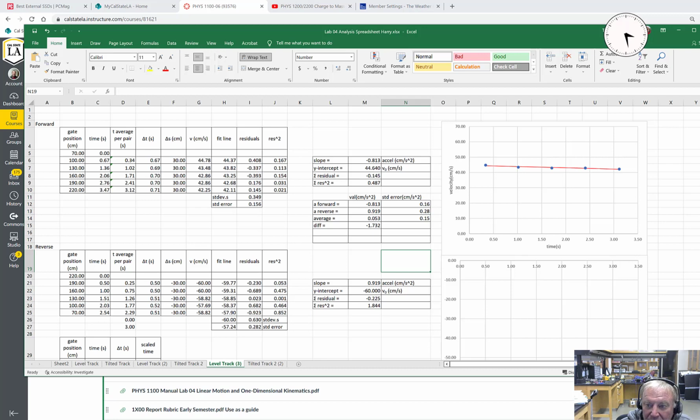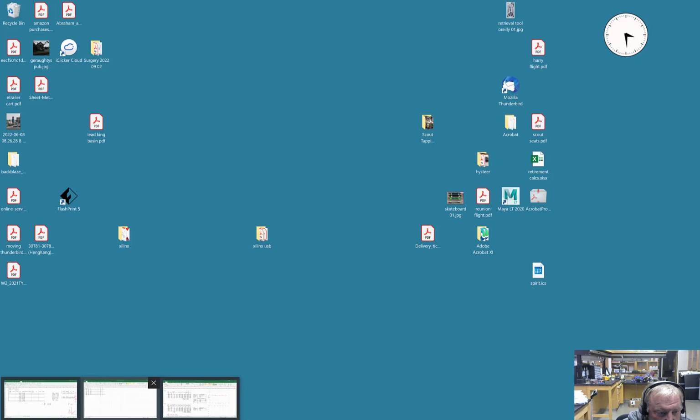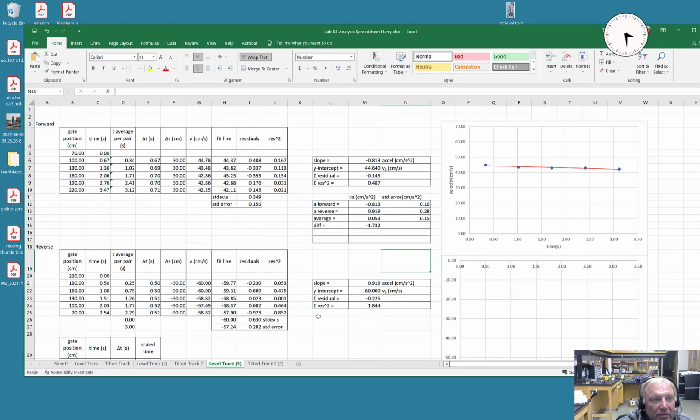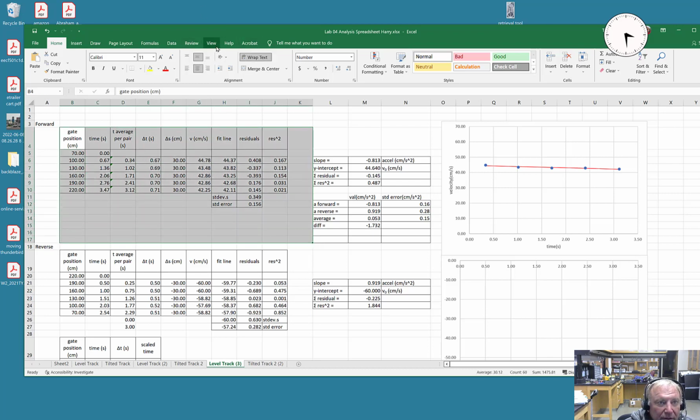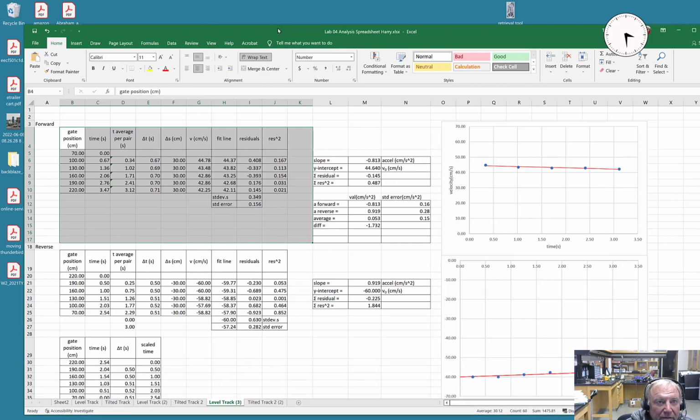And so I remind you that you had your series of photo gates, you ran the sled, and you wrote down, here we go, you had your gate position, gate number, if you will. Excuse me, and there was a position, and let's see if we can make this a little bigger.